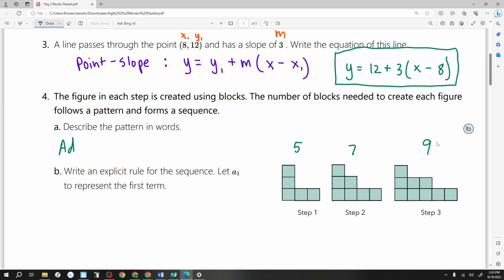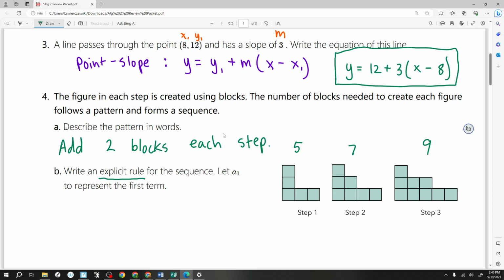Add 2 blocks each step. How do I erase? There we go. Can we write an explicit rule for the sequence?